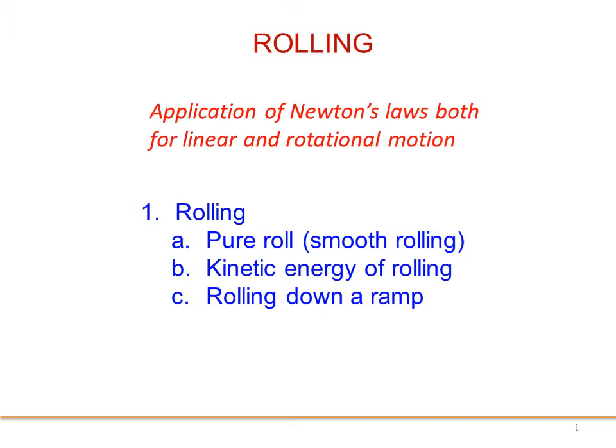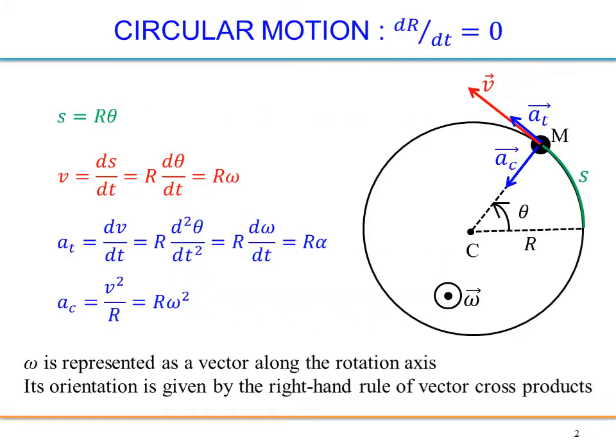This lecture is about rolling. So this involves the application of Newton's laws both for linear and rotational motion. So we are going to see pure roll, also called a smooth roll. So this means no skidding and sliding. We'll see then the kinetic energy of rolling, and then we will look at the rolling.